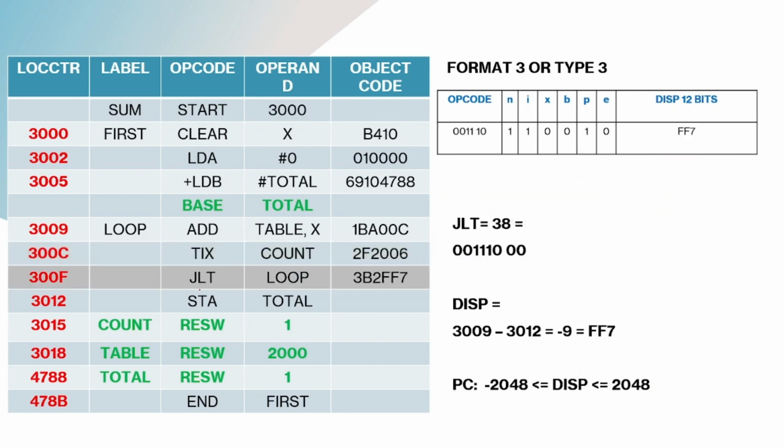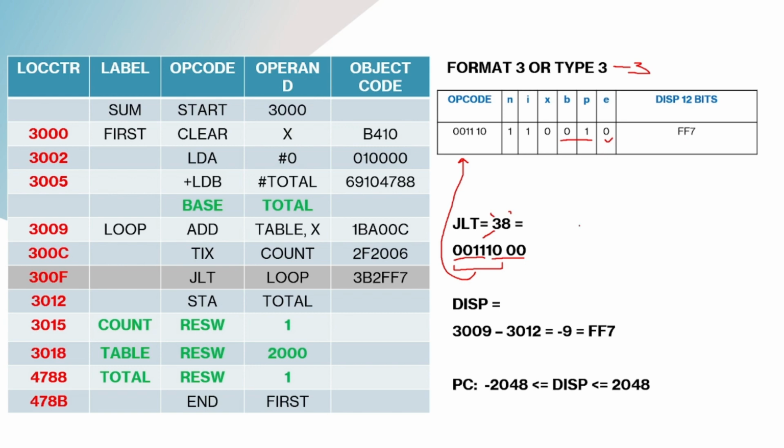Moving ahead, next instruction, JLT of loop. Again, you can see there is no plus right here, so it's format 3, 3 bytes of space. And JLT has the value of 38. So converting this into binary, we have 3 producing this and 8 producing 1000. Now the most significant 6 bits are fed into the opcode field right here. n is 1, i is 1, so simple. x is 0, b is 0, p is 1. We'll look into that. So first you calculate displacement and then you feed in values right here, and type 3, so you can already decide e will be 0.